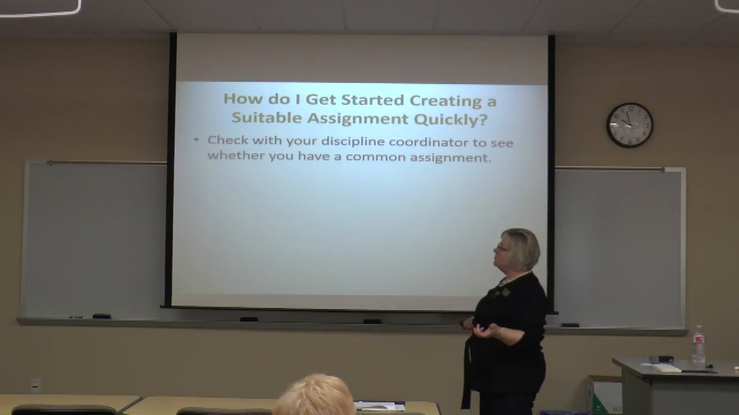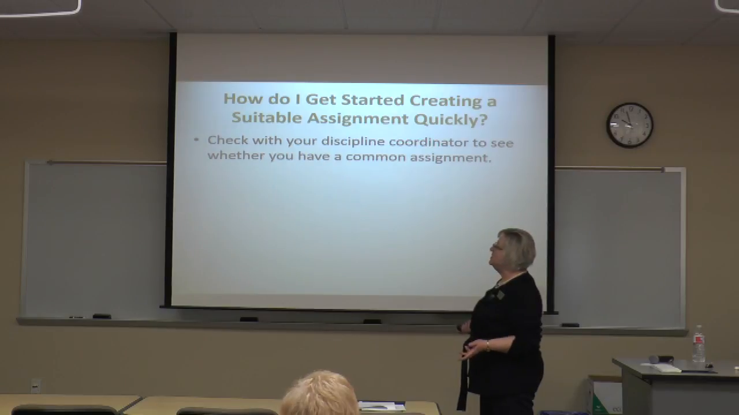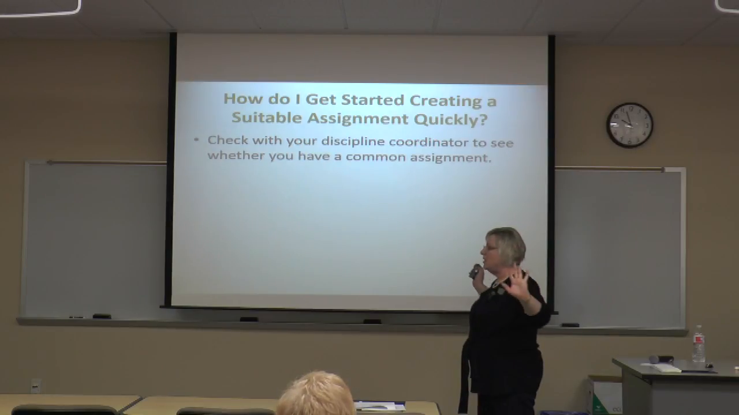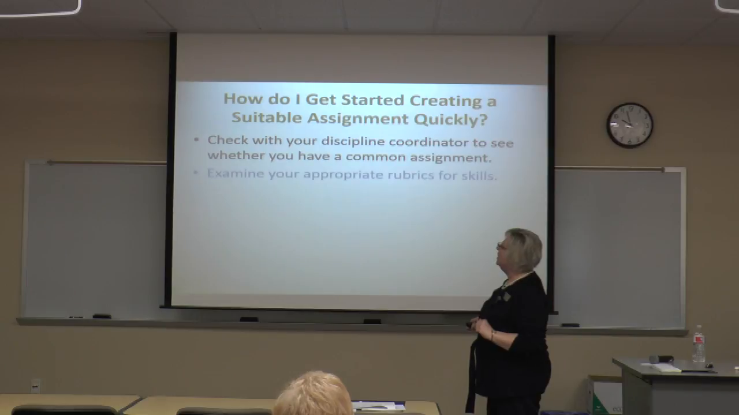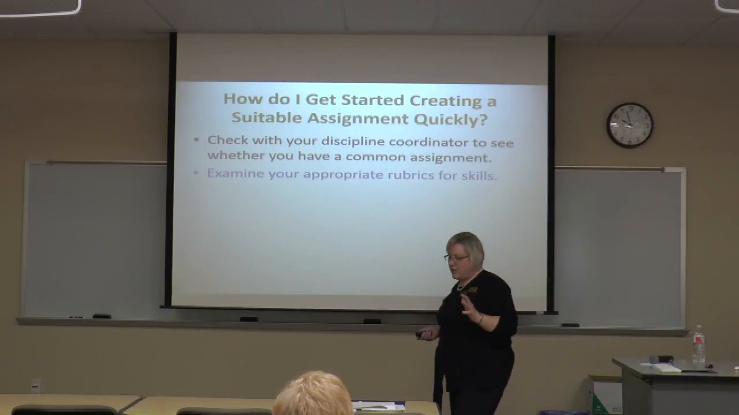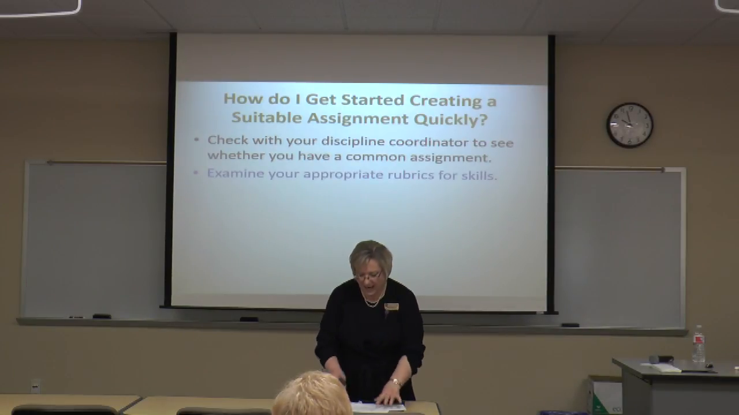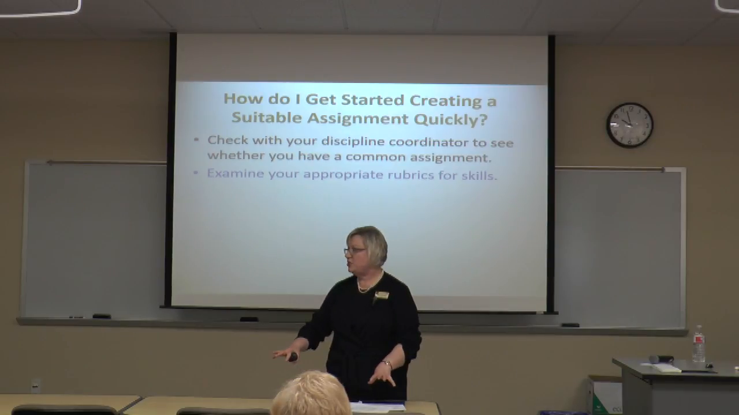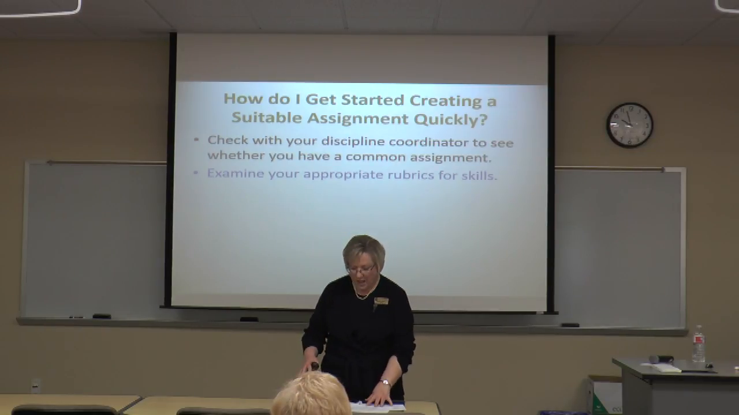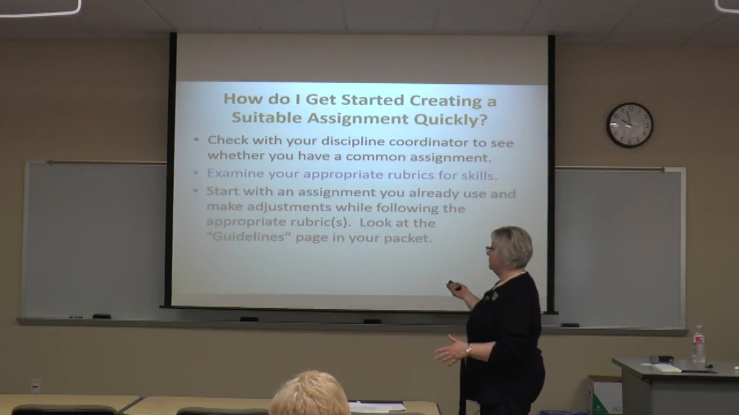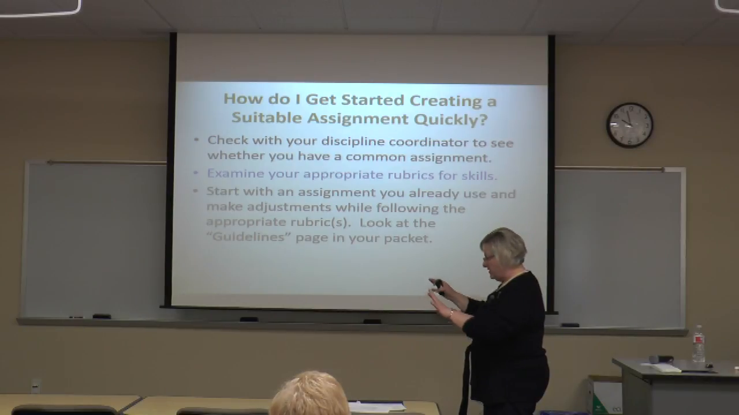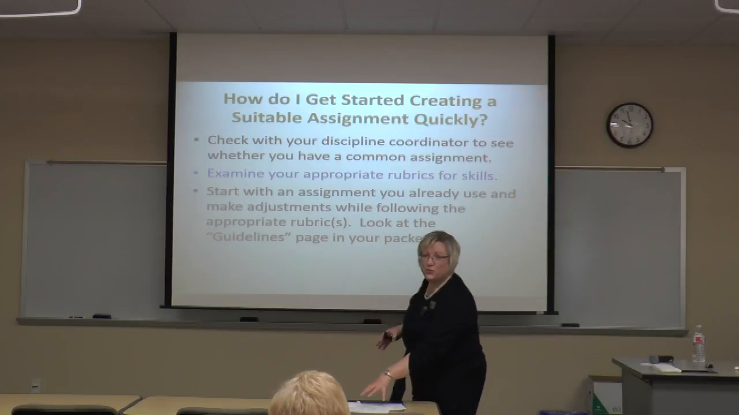So a quick way to get started on creating an assessment assignment is just to check with your discipline coordinator to see whether you have one that they could suggest to you or that the whole discipline agrees to do together. Then if you have to make your own, what I would do is get out all your rubrics, the ones that are assigned to you. There'll be 3 or 4 of them. And take an assignment that you already use, or look at all your assignments to see what would work the best. And then just make adjustments to it while following these rubrics.